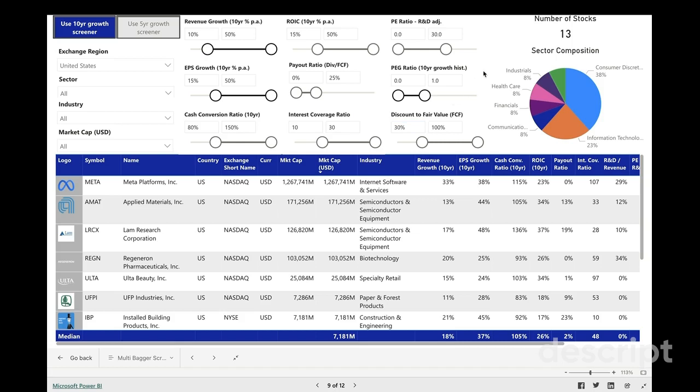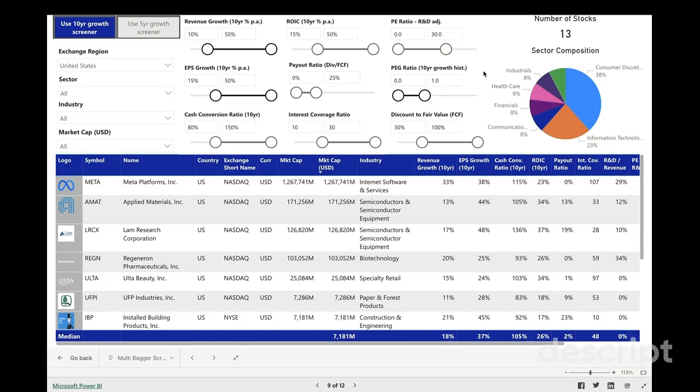These metrics help identify companies with strong revenue growth, high returns on capital, reasonable valuations, and a commitment to reinvesting profits back into the business. The price earnings to growth ratio and discount to fair value metrics also help gauge whether the stock is attractively valued relative to its growth prospects. Feel free to adjust the settings according to your own strategy.